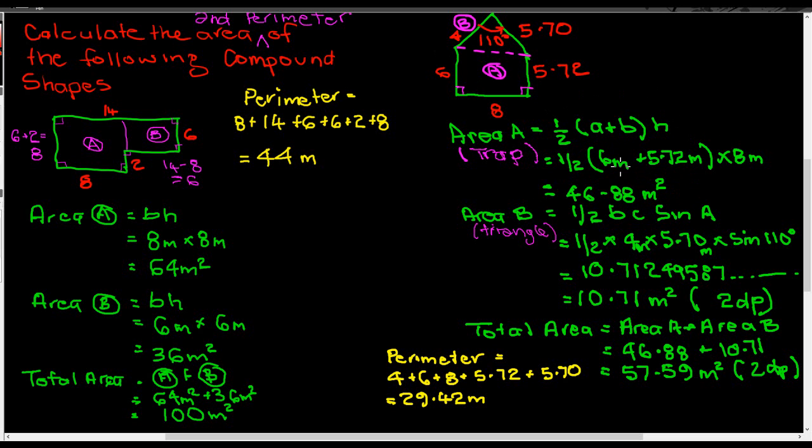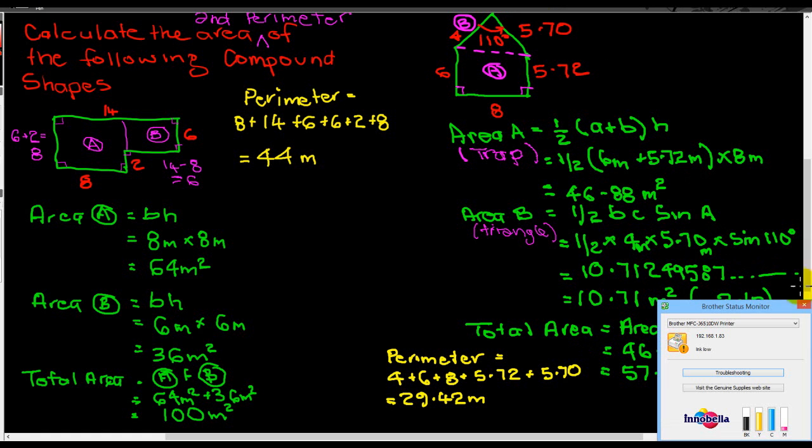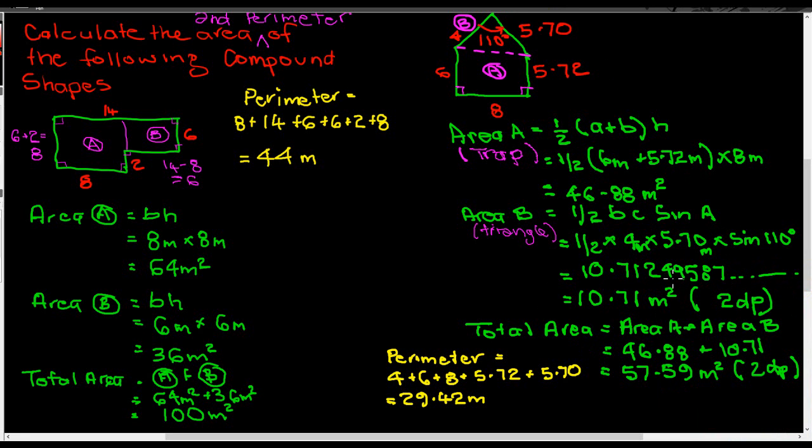When we multiply that out, that gives us 46.88 metres squared. The area of the triangle equals a half bc sine A: half times 4 times 5.7 times the sine of 110 degrees. We work that out on our calculator, and we see that it gives us 10.71249587, and we can round that to 10.71 metres squared to 2 decimal places. Remembering that in the calculator I use, I will still have both of those areas stored.